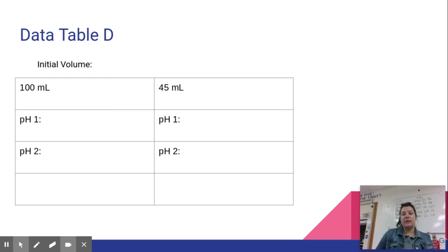So this is data table D. So you're going to need to record initial volume, and then we'll have 100 milliliters pH 1, pH 2 for our 2 trials, 45 milliliters pH 1, pH 2. And that's it. And then once we do the lab, we'll talk about what the post lab is going to look like. Thank you.